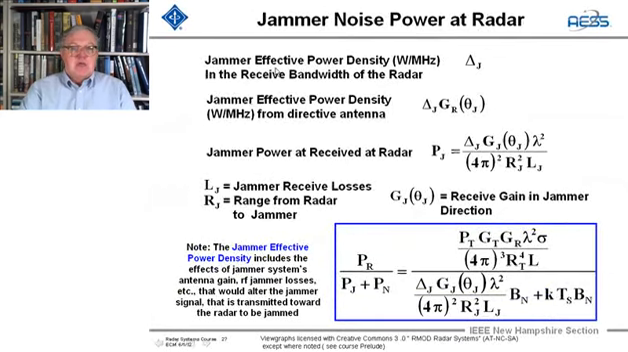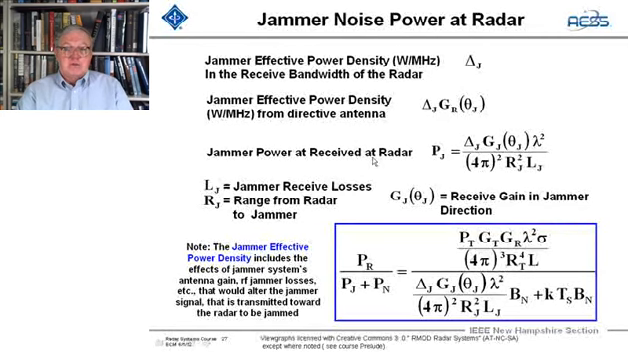Now, the jammer's effective power density in watts per megahertz, and I'll give that the symbol delta sub J. It's in the receiver bandwidth of the radar. And the effective power density is that power density in the bandwidth times, you have to add the directive gain of the jammer.